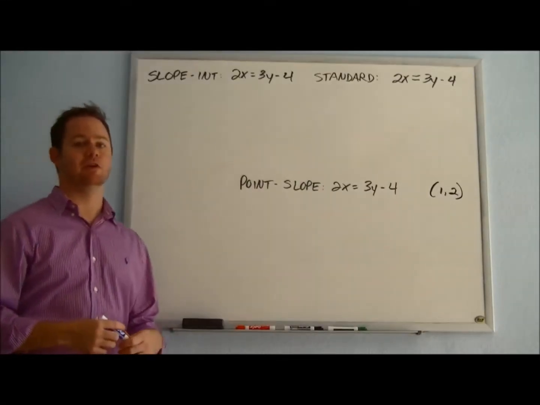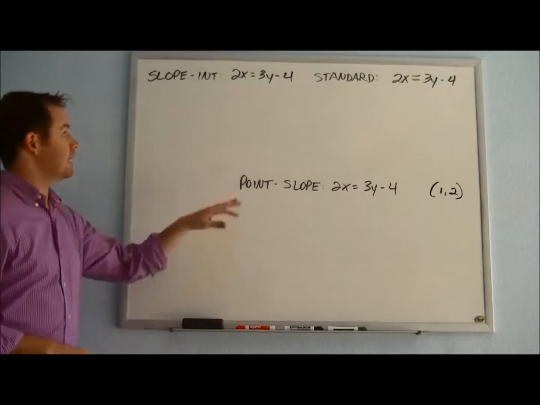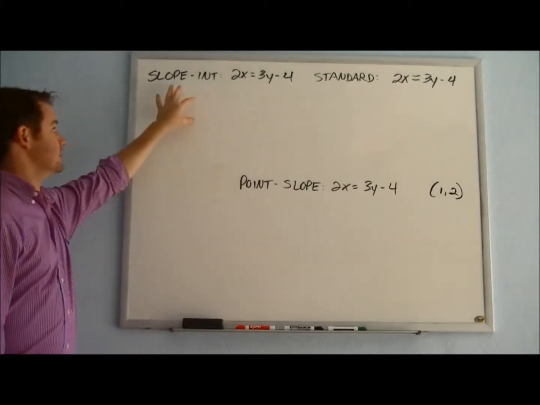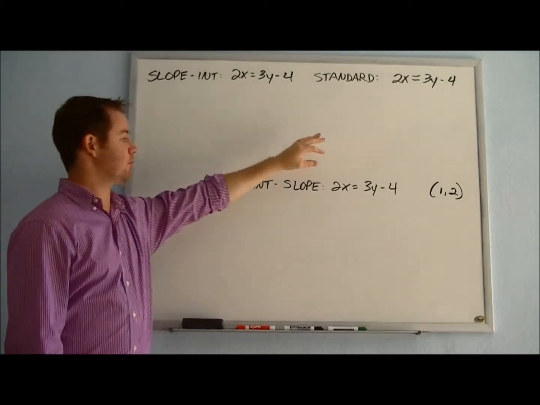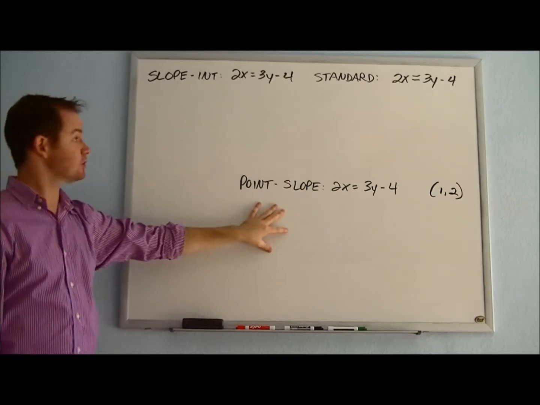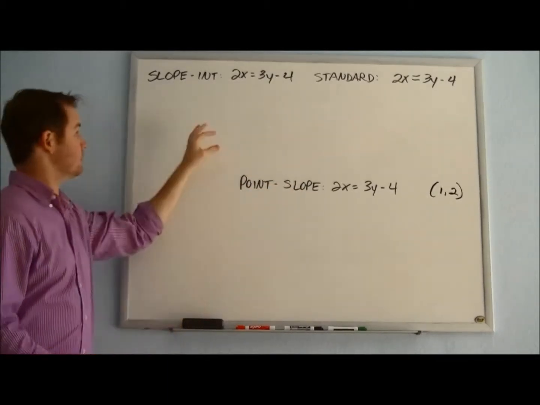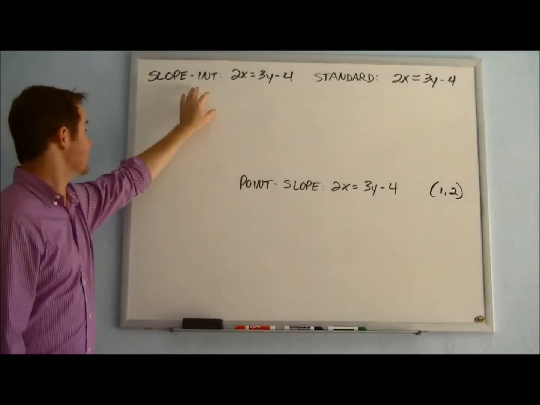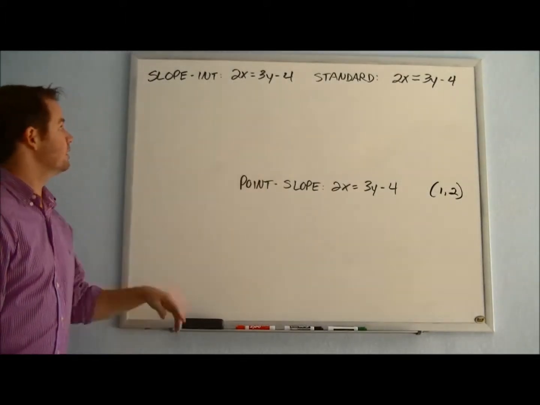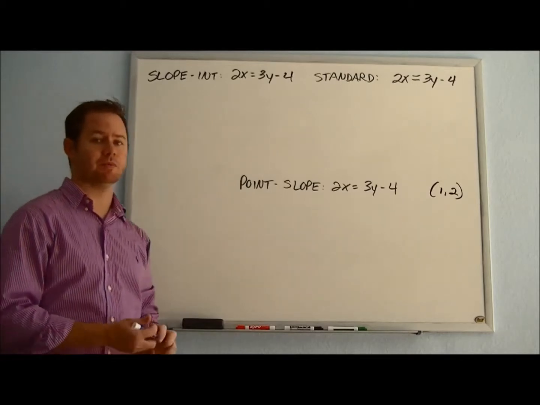I'm Chris, and in this video we're going to take a look at how to take an equation and express it in slope-intercept form, standard form, and point-slope form. So for this same equation, we're going to look at all three ways of manipulating it so that we can express the equation of a line in these three different formats. First, we'll start with slope-intercept form.